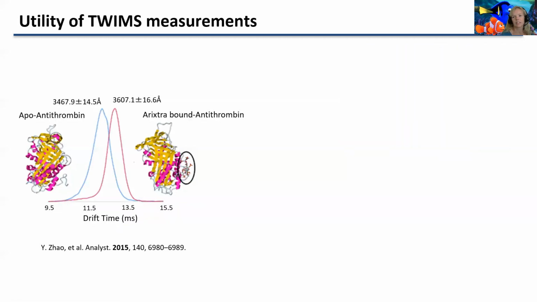So traveling wave is used very similar to drift tube measurements. Here we can see that we can look at an unbound protein and then put a drug onto the protein and see how much it changes the size of our molecule. We can do that with drift tube also. Traveling wave can do a lot of the things that drift tube can do. The main thing it can't do is that absolute collision cross-section measurement.